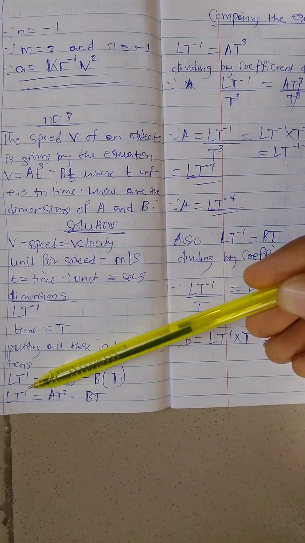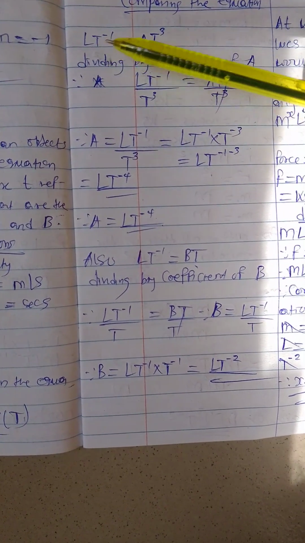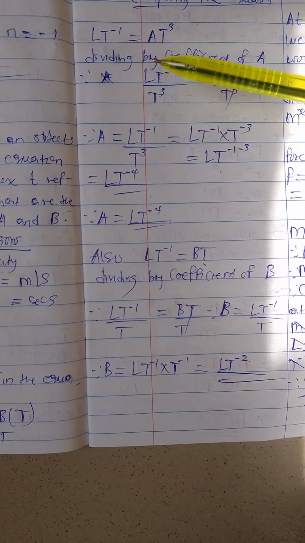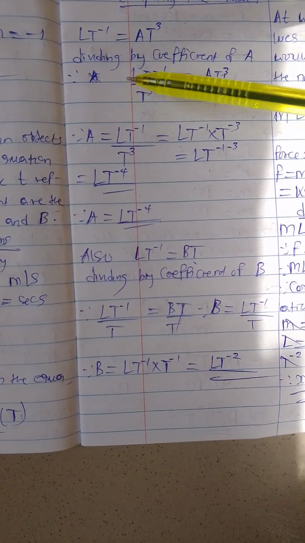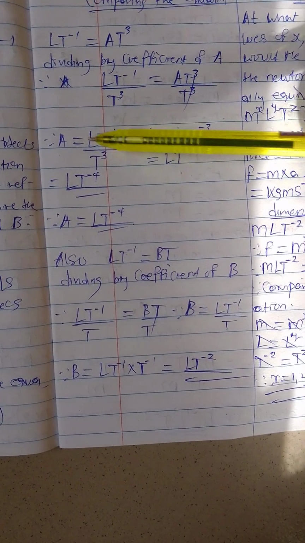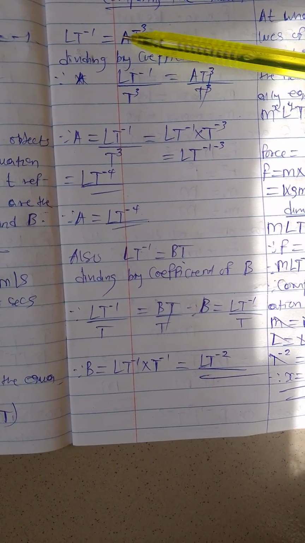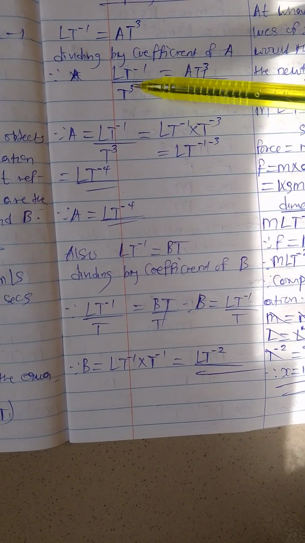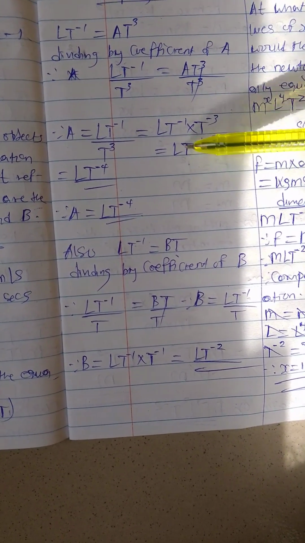So taking the first step, LT raised to power minus 1 is equal to aT raised to power 3. Now I want to find the dimension for a. So what I do now is divide by the coefficient of a. If I divide by the coefficient of a, that means I divide all through by T raised to power 3. So that becomes LT minus 1 all over T raised to power 3, and here also all over T raised to power 3. If you cancel out now, a is equal to what?